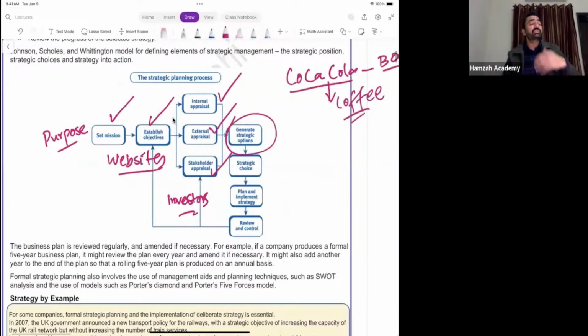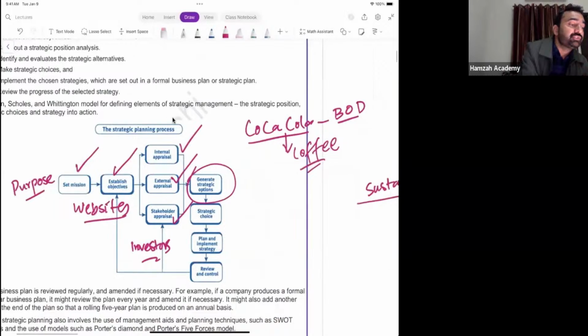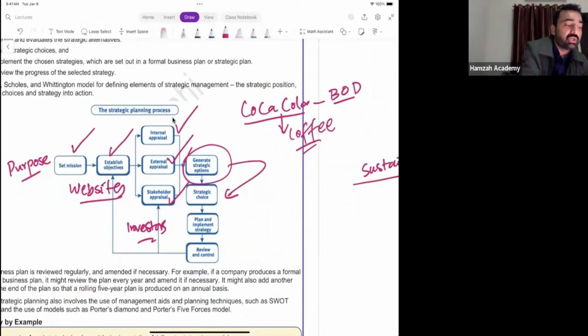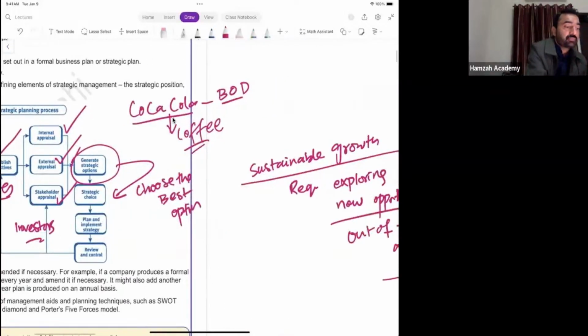Okay, so under strategic planning, this strategy development process, first of all, mission, objectives, internal analysis, external analysis, stakeholder analysis. After that, you will go to options. You will find out how many options we have after considering all this. Okay, and then you will have choices. You will find out which one is best for us. Choose the best option. Which one is best for us? So this also involves portfolio analysis as well.